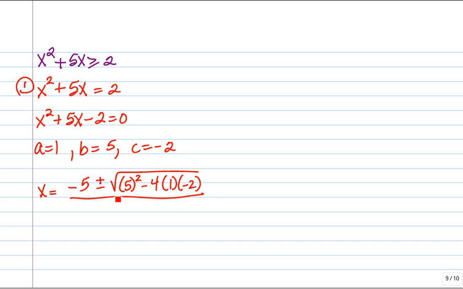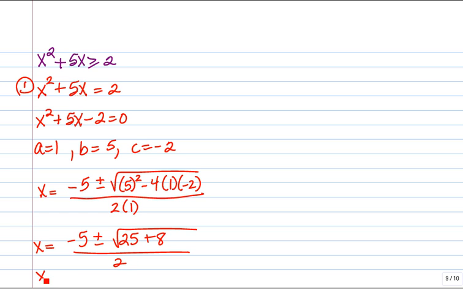And that's all over 2 times a, which is 1. So here we get negative 5 plus or minus the square root of 25 plus 8 over 2, which is negative 5 plus or minus the square root of 33 over 2.